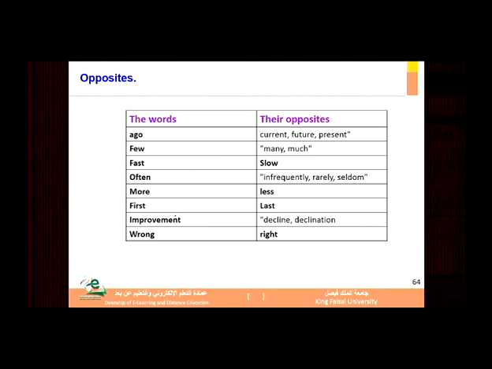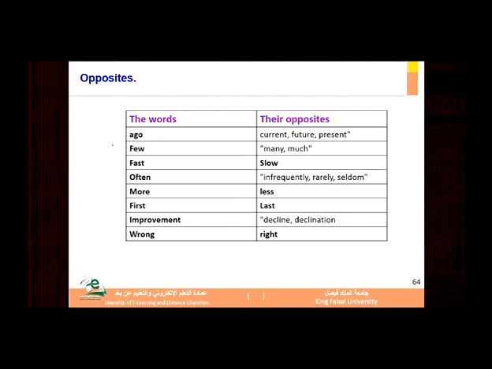Okay, now here are a group of words that can be opposite for one another. Opposite means the opposite meaning. They are antonyms. So when you get old, for example, you get new. So they are not really the same. They are opposite each other. When we said ago, that is something happened before, the opposite word is current, happening now, but not in the past, or in the future, or in the present, but at least it is not past.